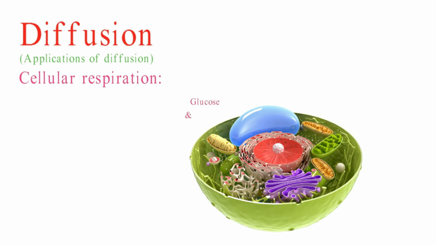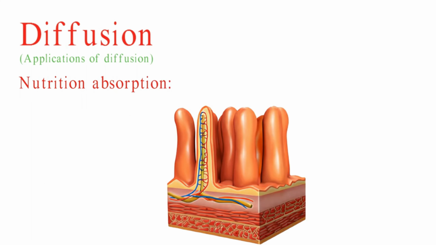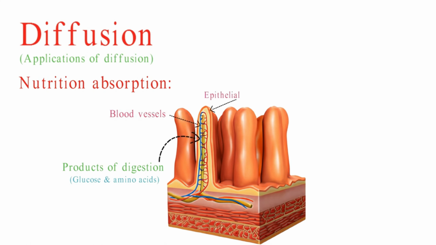Within cells, glucose and oxygen molecules diffuse into the mitochondria, where they undergo cellular respiration to produce energy, ATP, and carbon dioxide as a waste product. In the small intestine, the products of digestion, such as glucose and amino acids, diffuse from the lumen of the intestine into the bloodstream through the epithelial cells lining the intestine. This process is essential for nutrient absorption.